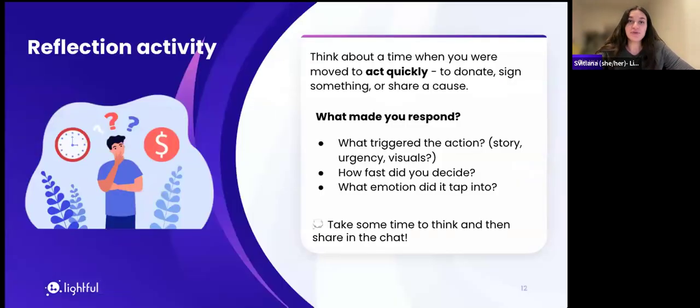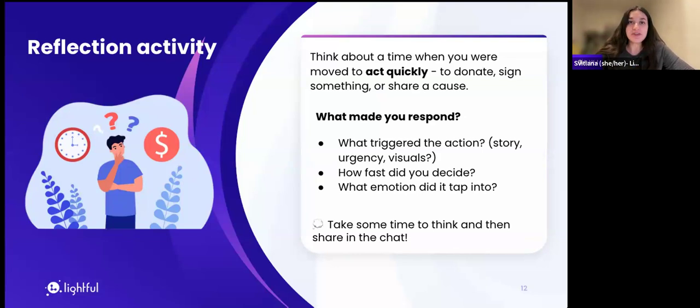Now we would love you to have some time to reflect. We will give you 1 minute to think about a time when you were moved to act quickly. Maybe you donated or signed up for something or shared a story. Think of what made you respond this way. What triggered your action? Was it a story, or urgency, or a particular call to action, or maybe some emotional visuals? Also think of how fast you decided and what emotion it tapped into. How did you feel when you were performing this action?